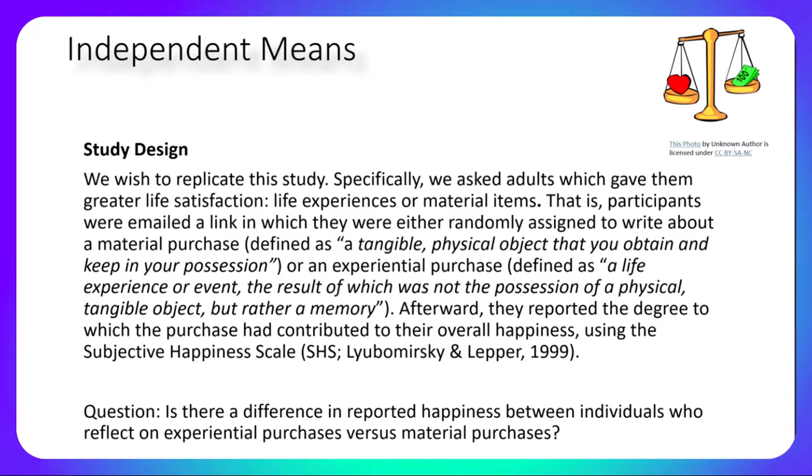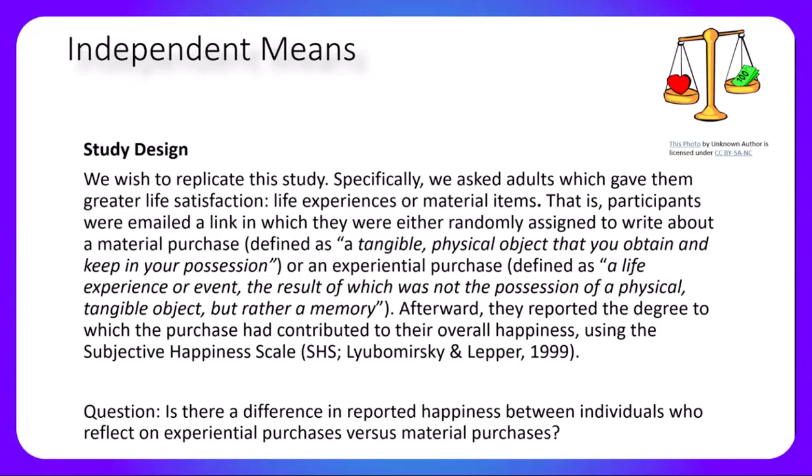In contrast, material items are things that are tangible, physical, that we can touch. Things like if we were buying a pair of shoes or a car, things that we can actually touch. So that's what we're looking at. So in this study example, we have some participants who are randomly assigned to reflect on either a material purchase or an experiential purchase. And the idea here is that participants are writing about their life experience or material item, and then directly after that, they're reporting about their happiness using the subjective happiness scale.